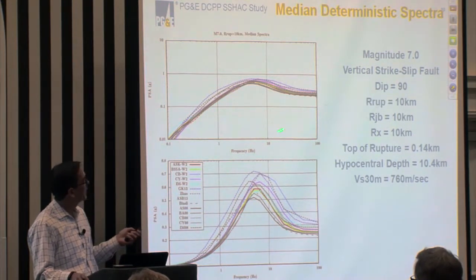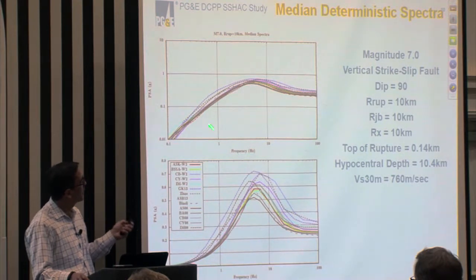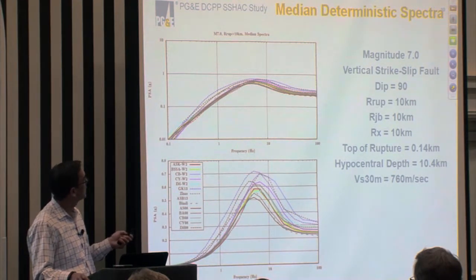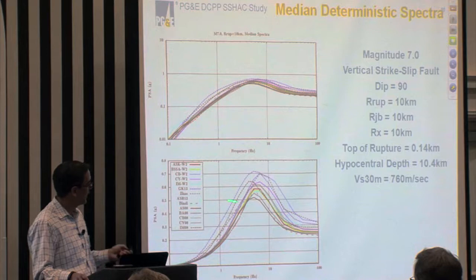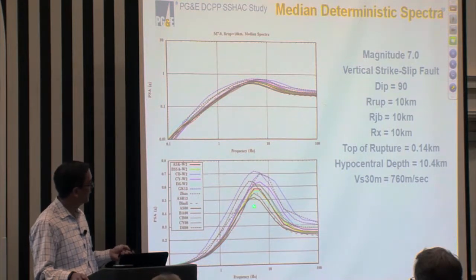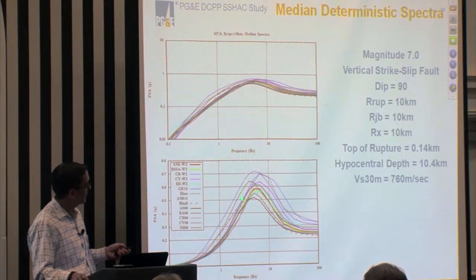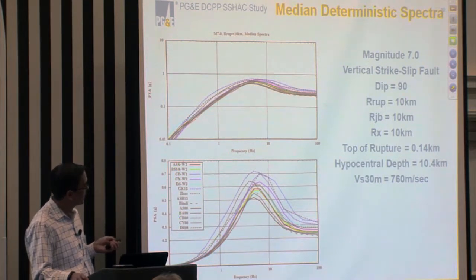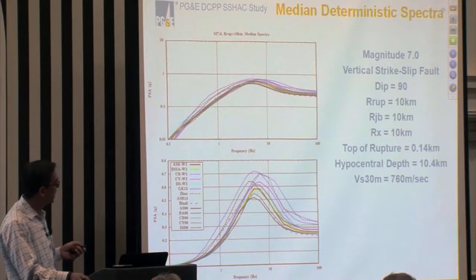What I'm showing in the top frame are the median spectra on a log-log plot as a function of frequency. And then on the bottom frame, you've got the same thing, but it's a log-linear plot, so you can see the distribution a little bit easier than you can on the log-log. It's about a factor of 1.5 or 2 for this case as you go across the spectral frequency range. The models are indicated here in the legend. I'm not sure how well they can be seen from the back.